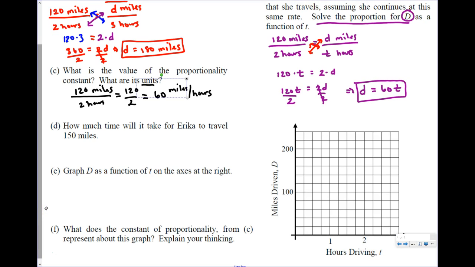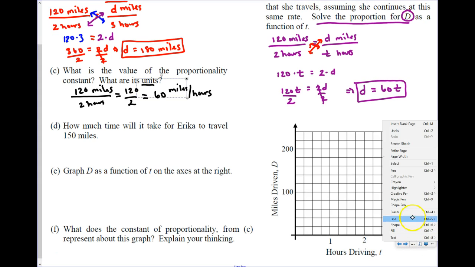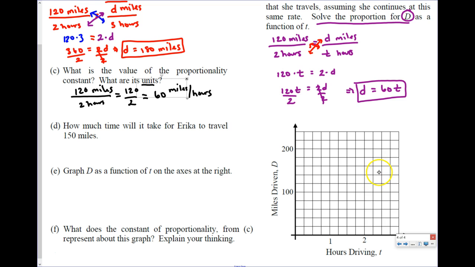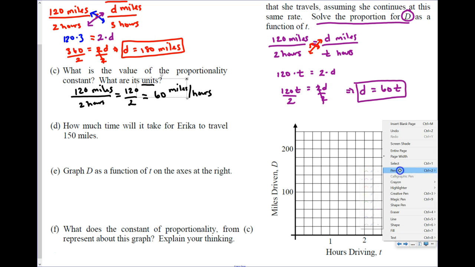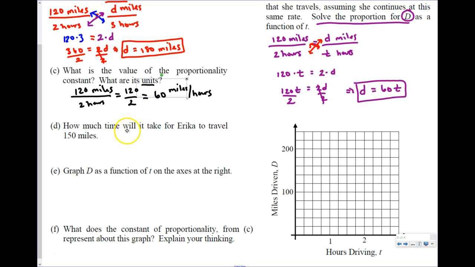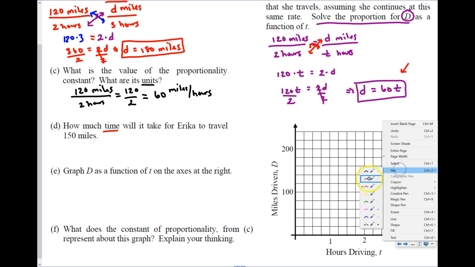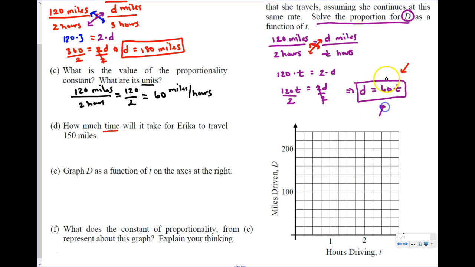Letter D, how much time will it take for Erica to travel 150 miles? So this question is asking us for time, knowing our distance. So what we have to do is use this equation. See this equation, D equals 60t? I'm writing it in purple so you know where I'm getting it from. I'm drawing arrows at it. Here's the equation. D equals 60t.